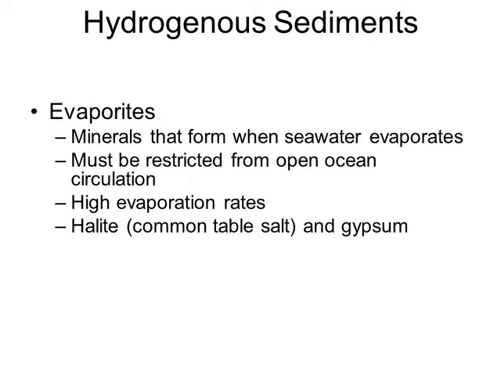And lastly, you have evaporites. So these are minerals that form when seawater evaporates. A really good example of this is table salt or gypsum. Gypsum's another form of calcium carbonate that precipitates out and is also used in drywall.